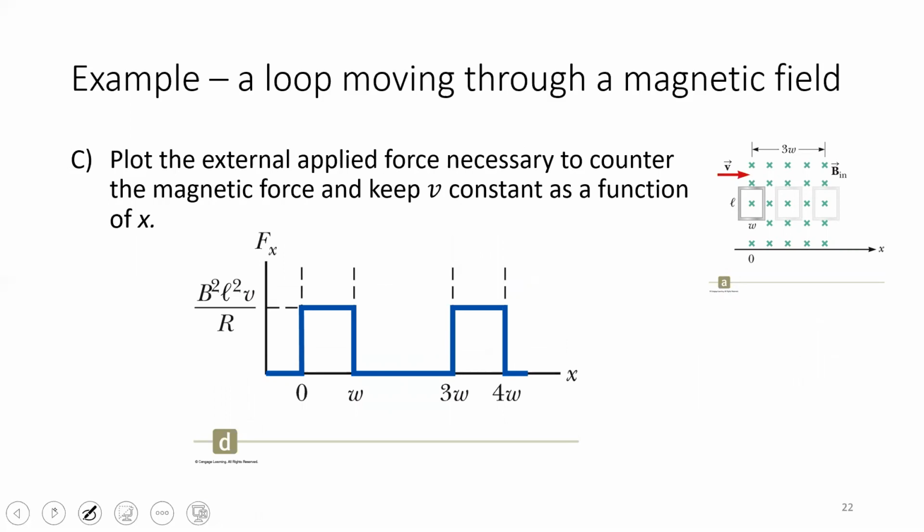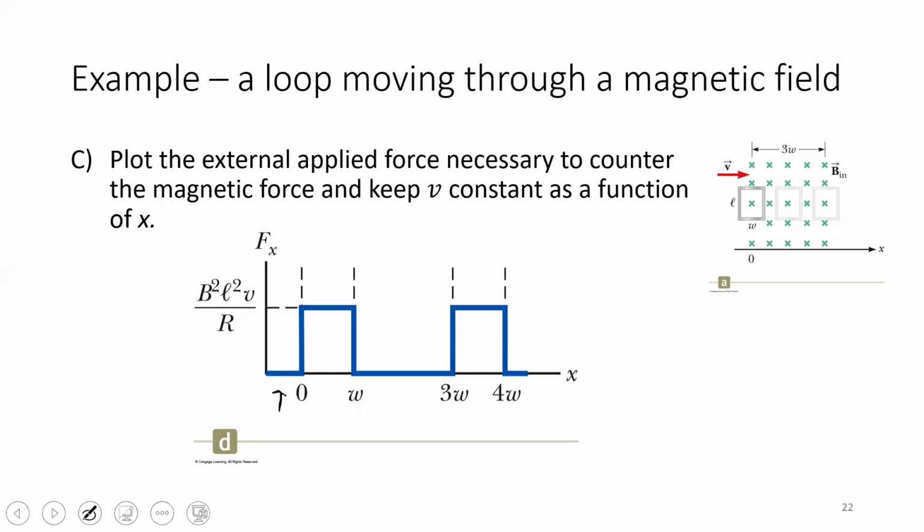Okay, so part C says, let's plot the external applied force necessary to counter the magnetic force and keep our V constant as a function of x. This is in your book on page 947 if you want to follow along there. But the external force that has to be applied to the loop to maintain the motion is 0 before it enters the field, because there's no magnetic force to work against. So it starts out as 0.